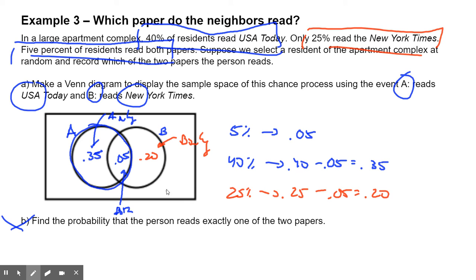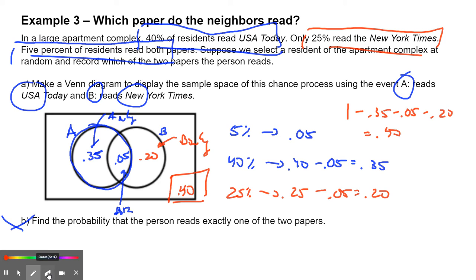And now there also needs to be a number out here, and that number must be what's left over. Who doesn't read either of these papers? So we're going to take 1, which is the total, and subtract 0.35, 0.05, and 0.20. When you do that, you get 0.40. 40% of people don't read either of these two papers. So that's how you make a Venn diagram. Okay. All right, good deal.